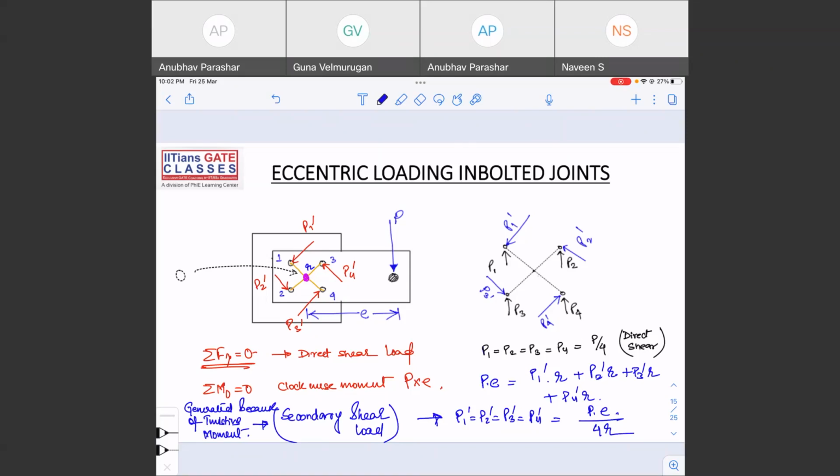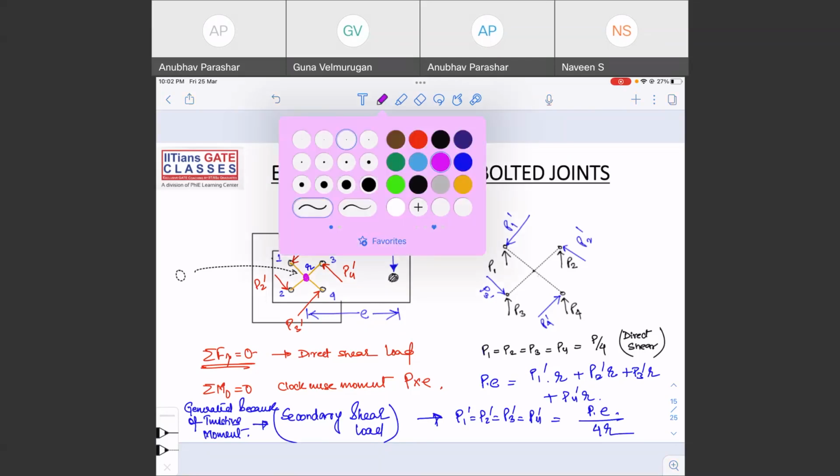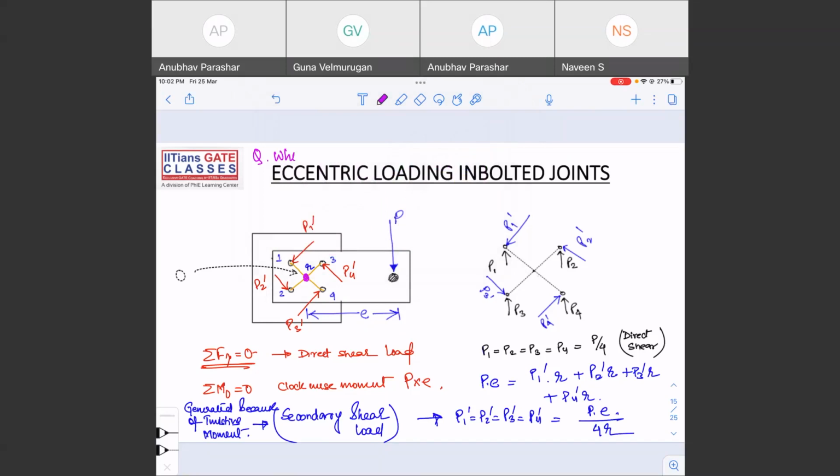Okay, now tell me my question to you. What is my question to you? Which bolt is most critically loaded? Can you tell me which bolt is most critically loaded in this figure, in this joint?